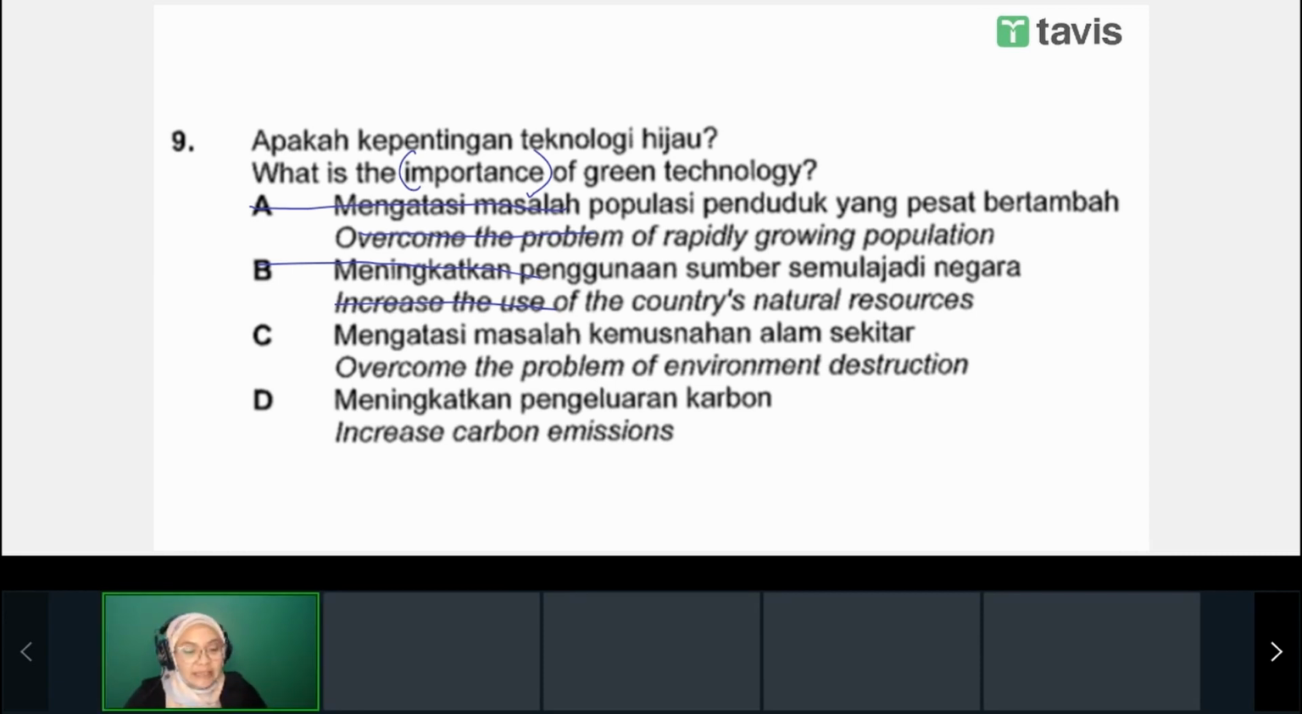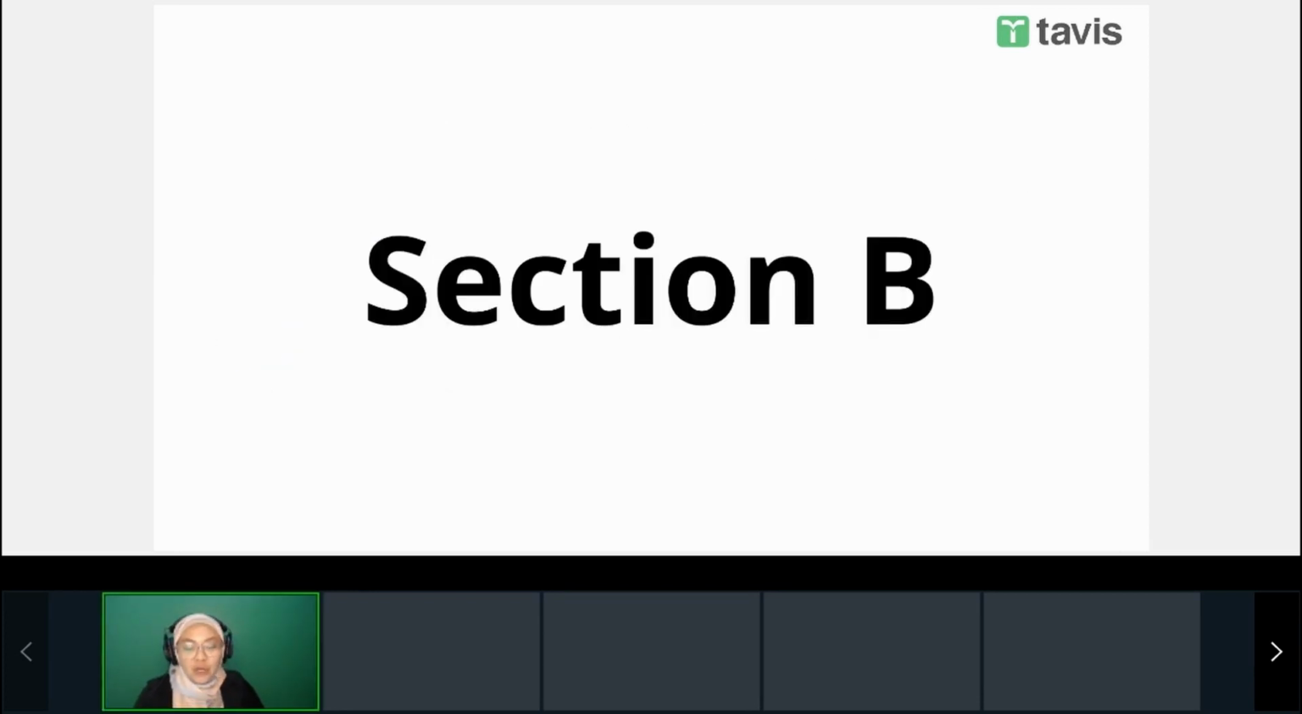So how about D? Increase the carbon emission. We want to reduce the carbon emission. The main reason why there is green technology is because we want to reduce the carbon emission. So D is incorrect. Now we get the correct answer, which is C. Don't forget to transfer your answer. If you answer correctly but do not transfer your answer to the OMR paper, it is useless. Okay.